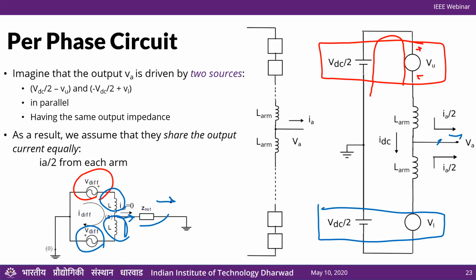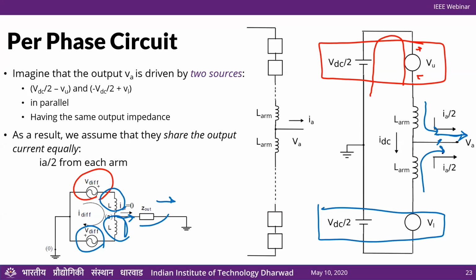So we have assumed that the arm inductors are equal, and as a result of that, IA must split half from the upper arm and the remaining half from the lower arm. Now, if IA is flowing in this direction, you can appreciate that half that arm current is going to be flowing in this direction in the upper arm and in the opposite direction in the lower arm.